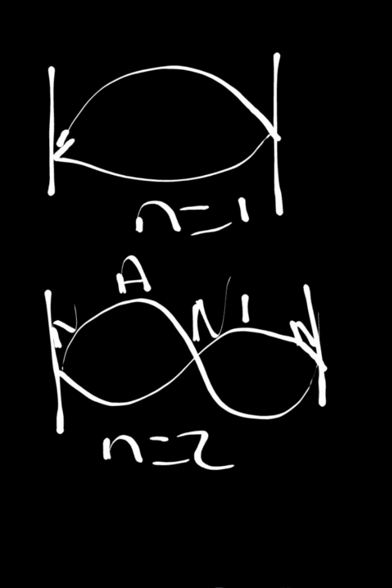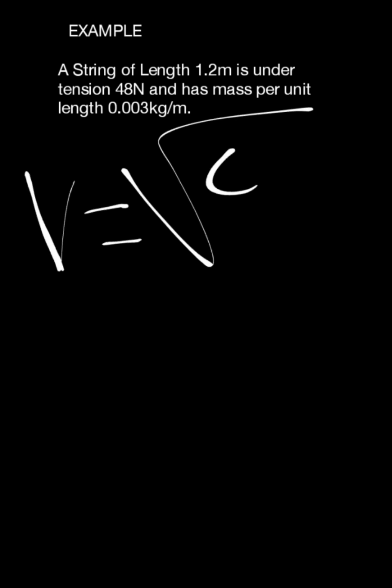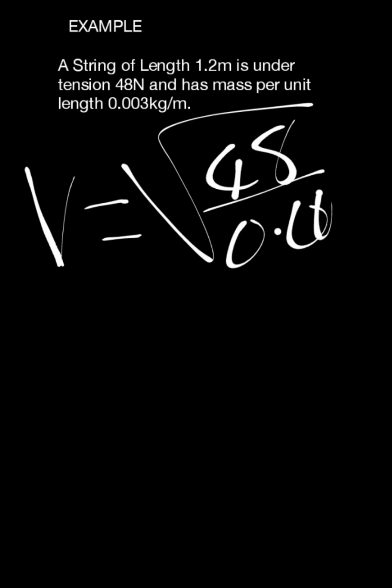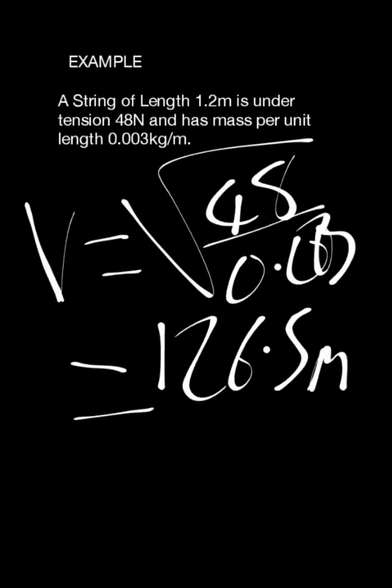Let's do an example on speed and fundamental frequency. We have been given a string of length 1.2 meters, under a tension of 48 newtons, with a mass per unit length of 0.0003 kg per meter. To find the speed of the string, we use the same formula: the tension is 48 over the mass per unit length, 0.0003. When we punch our calculators, we get 126.5 meters per second.